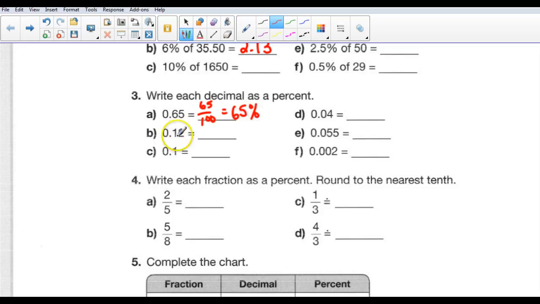Okay. 0.12, the 1 is in the tenths column. The 2 is in the hundredths column. So we can say that this is 12 out of 100, which is equal to 12%. So we can work backwards that way.